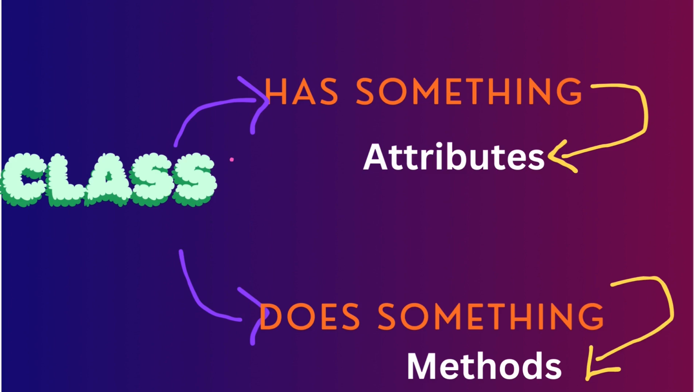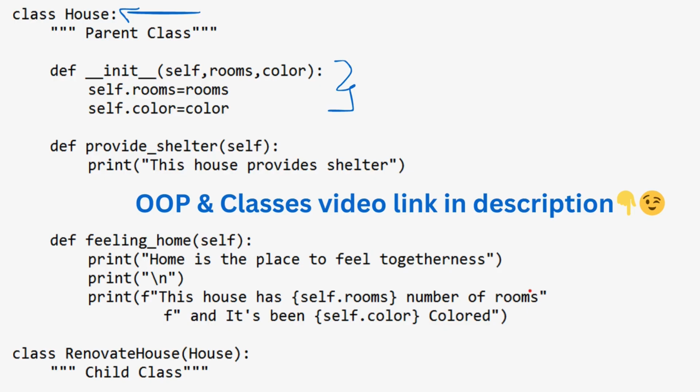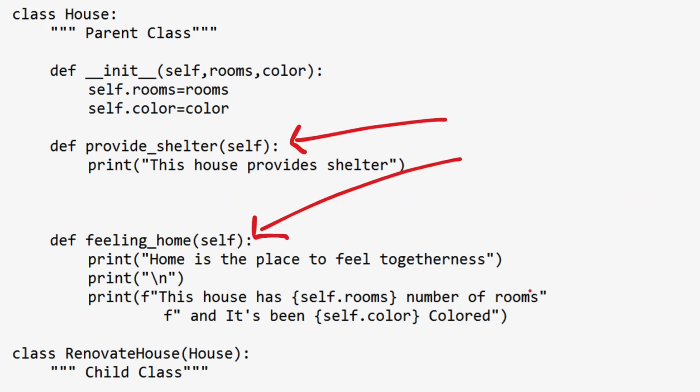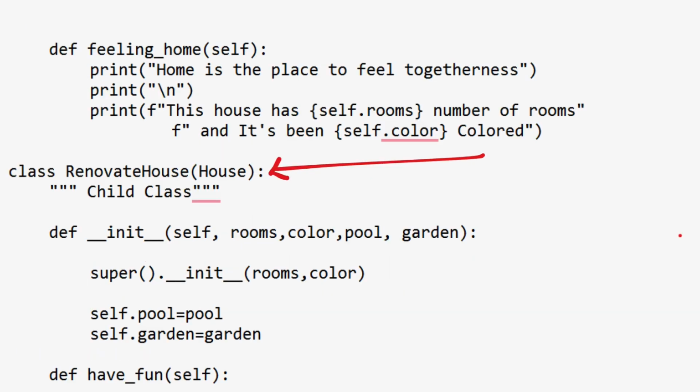So, let's see the same example in a programmatic way, so you can clear any confusions regarding this. Here in this example, class House is the parent class. As usual, we have the init method and some attributes like rooms and colors. And then this class has some methods like provide_shelter and feeling_home, and both print some messages. Okay. So now comes the child class, that is RenovateHouse.